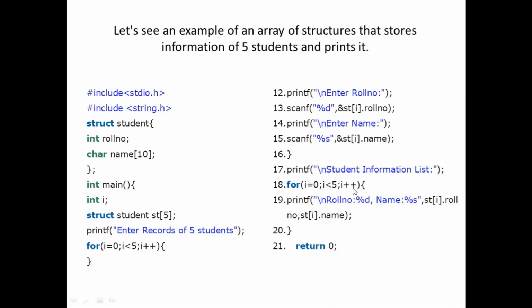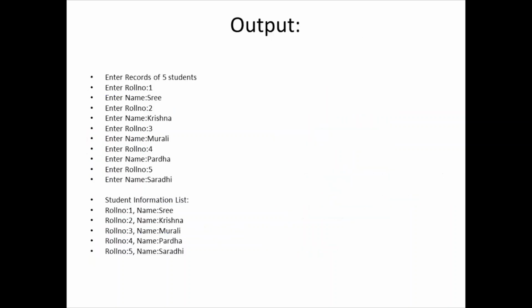Then i plus plus. What is the i value? 5. 5 less than 5. Condition is true or false? Condition is false. So then we are going to exit from this loop and terminate the program. Now here, this is the output. If we run this program, we are going to get this. First enter the records. How many records do you want to enter?